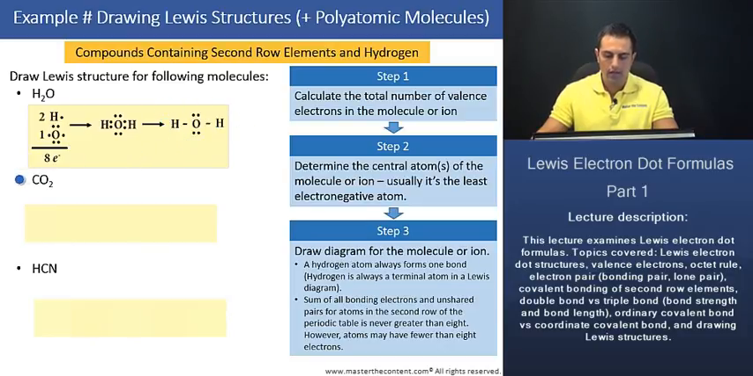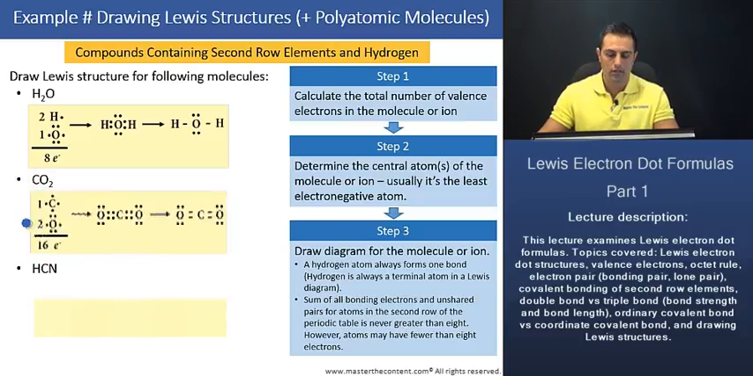Next, let's do the Lewis structure for a carbon dioxide molecule. We know that carbon is a main group 4 element. It's going to have 4 valence electrons. Each oxygen atom is going to have 6 valence electrons, for a total of 16 valence electrons, as you see here. Although the answer is given here, if it was not, how can we determine whether oxygen or carbon is the central atom? Remember, the central atom is the least electronegative atom.